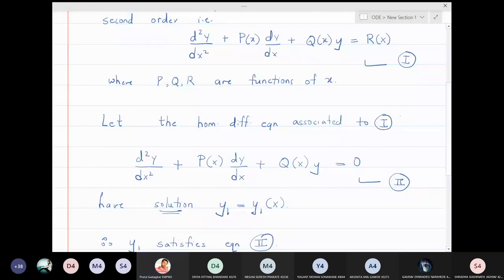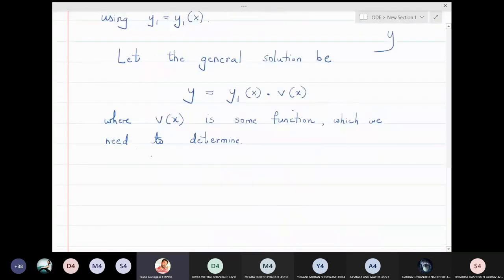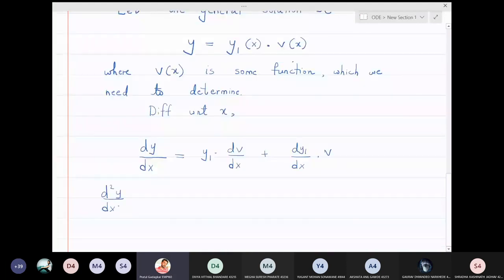Okay, here I'm going to substitute. So let us differentiate this y with respect to x. So dy by dx is equal to y1 as it is into dv by dx plus dy1 by dx into v. And what is the double derivative? Let us double differentiate it. So d2y by dx square. Remember, y1 and v are functions of x. So now onwards, I will just write them y1 and v. You have to understand that they are functions of x. Okay, so I can differentiate them with respect to x.